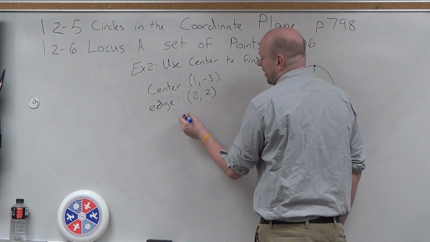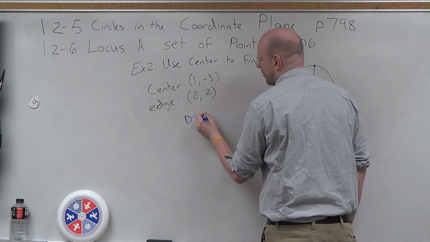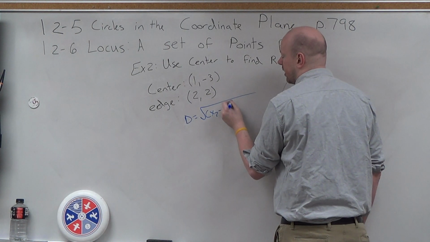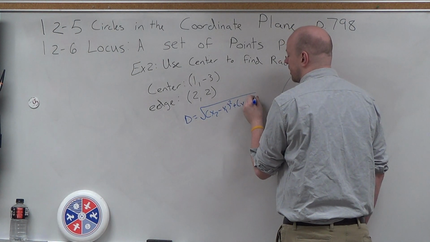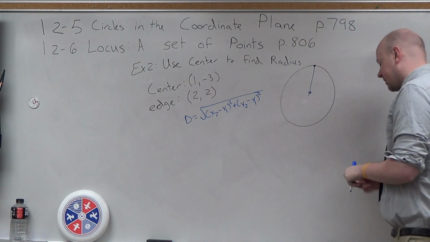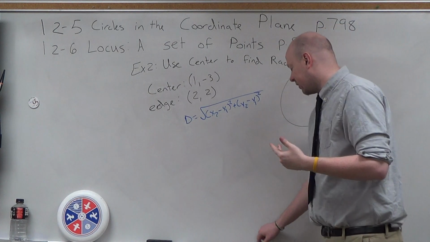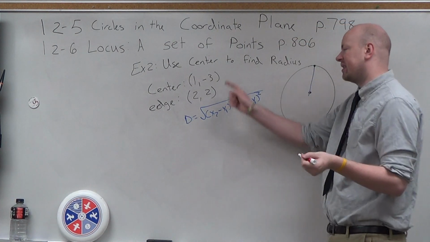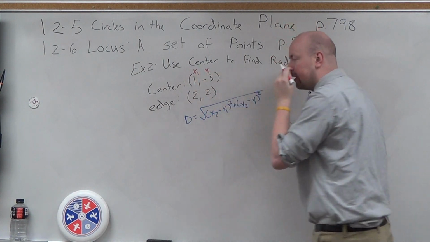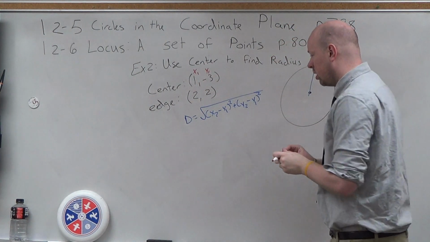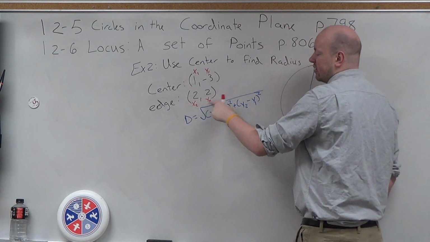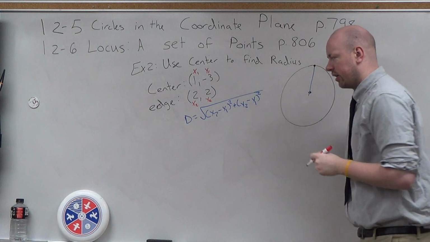Okay. So remember the distance formula: d equals the square root of x2 minus x1 squared plus y2 minus y1 squared. In this case, I'm going to need to label some values. I'm just going to make my center x1 and y1. Again, it doesn't matter. And my edge would be x2, y2. All that matters is that my 2's are together and my 1's are together.